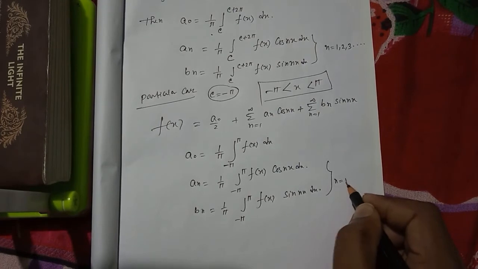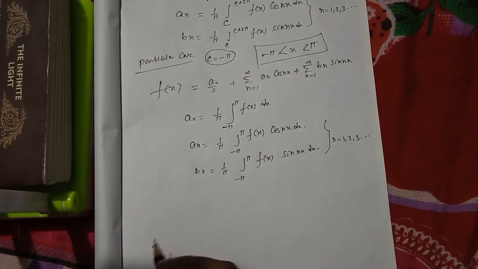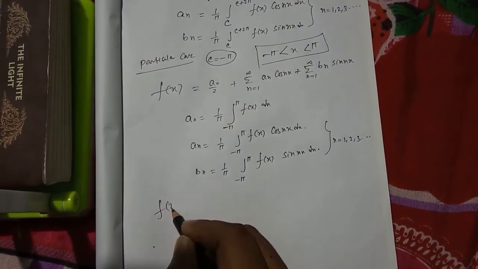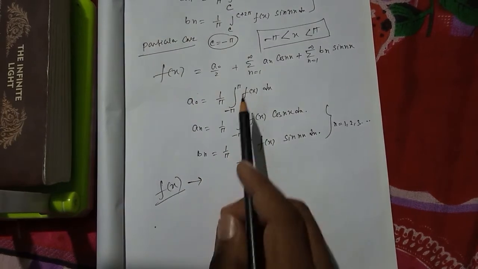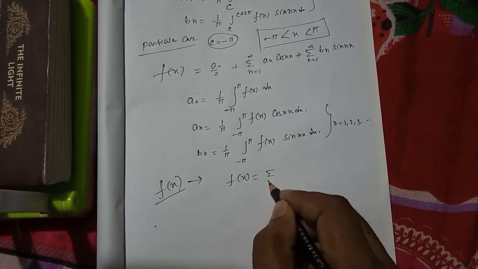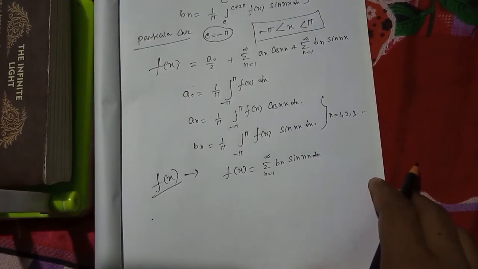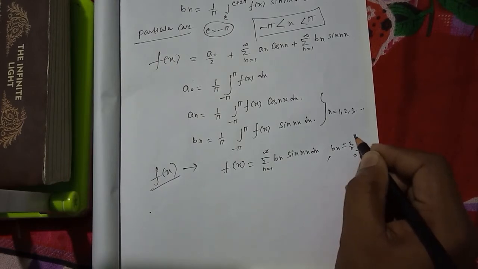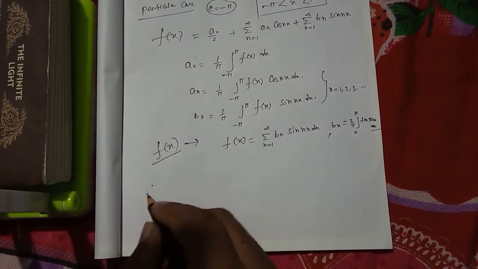In both the cases n equal to 1, 2, 3, and so on. Now for some special cases, for c equal to minus pi: if f of x is an odd function, then the Fourier series of f of x contains only sine terms, and this will be f of x is equal to summation n equal to 1 to infinity bn sin of nx, where bn is equal to 2 by pi integration 0 to pi f of x sin nx dx.